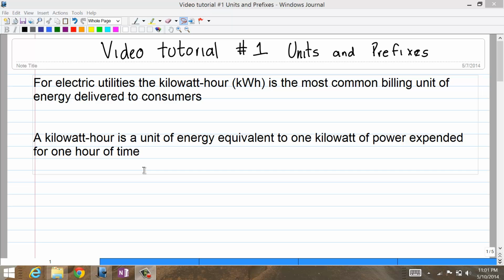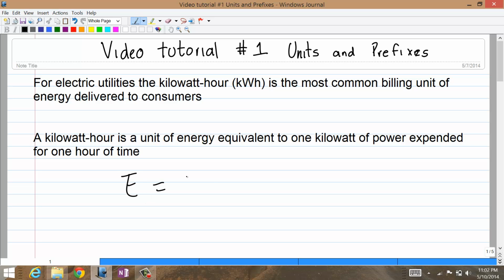Utility companies use the kilowatt hour as the most common billed unit of energy delivered to customers. A kilowatt hour is defined as the unit of energy equivalent to 1 kilowatt of power expended for 1 hour of time. This brings us to the first equation that we'll use to do the homework. The energy is going to be equal to power times time.